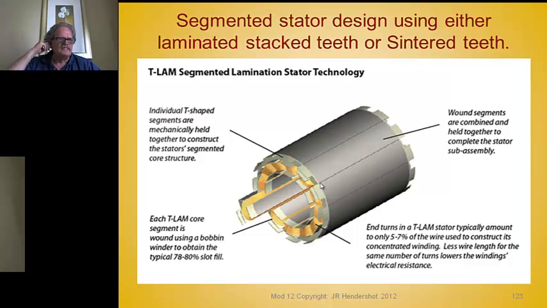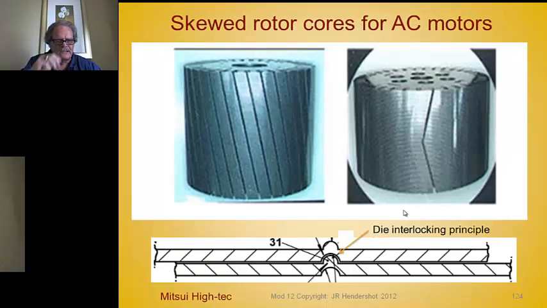Now this is an example of a core that is made by making T-shaped segments of the yoke. You see, each one of these is a sintered tooth and yoke. I showed you a picture in the last one of that. And then you use bobbins and layer wound coils that wind up with very high slot fill, and it's a really low cost way of making the machine.